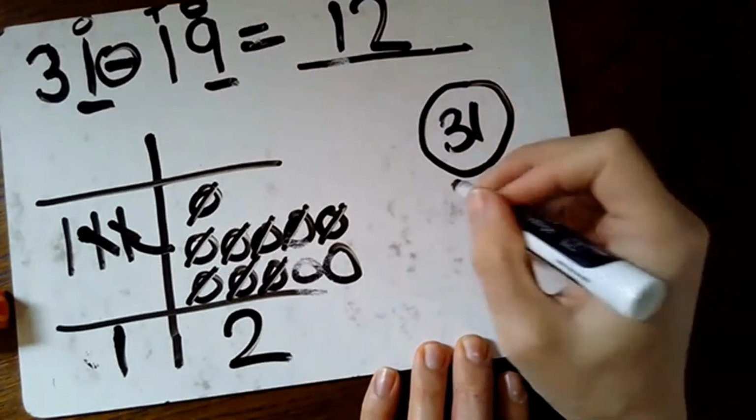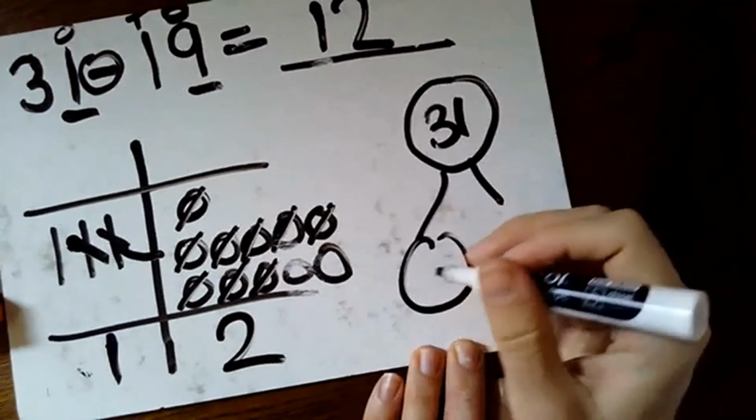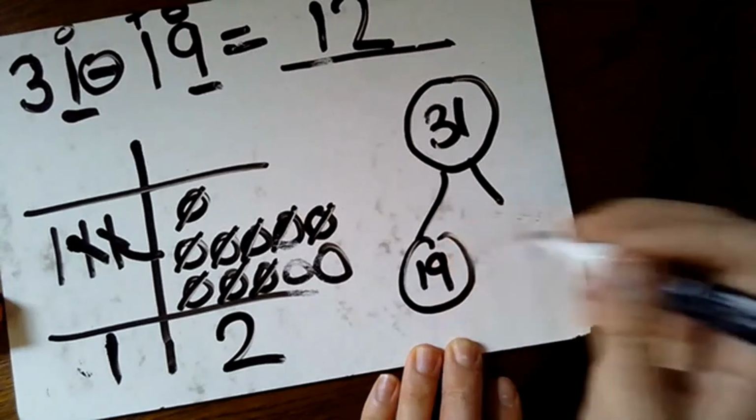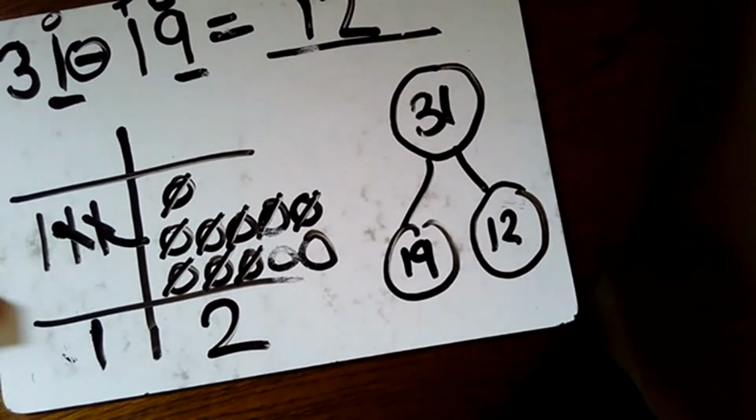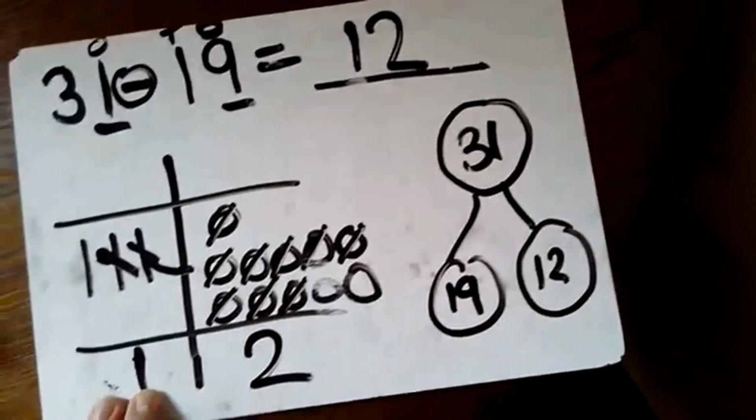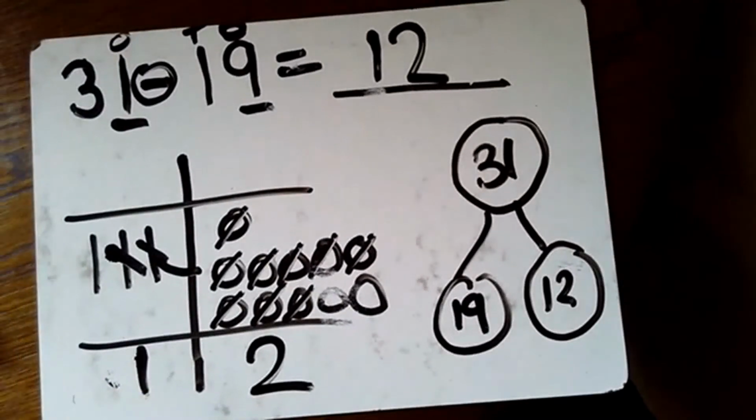Therefore, if my whole is 31 and I've subtracted 19, my part of 19, my other part is 12. There we go. Make sure everyone can see the board nice and clearly. And there is a great answer.